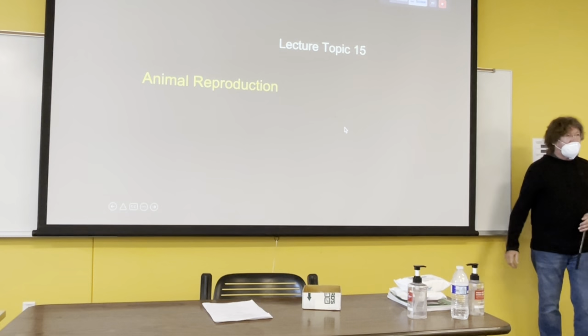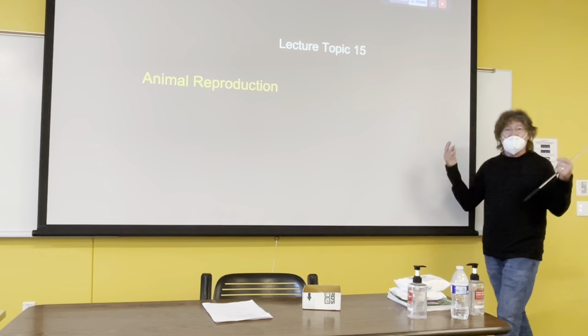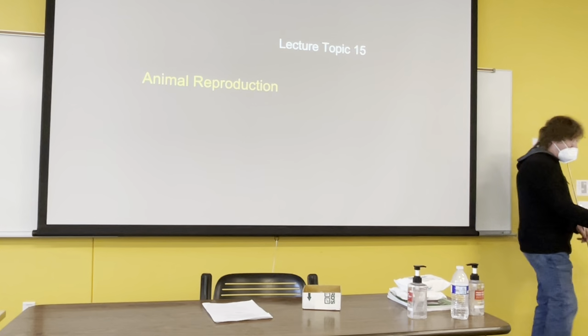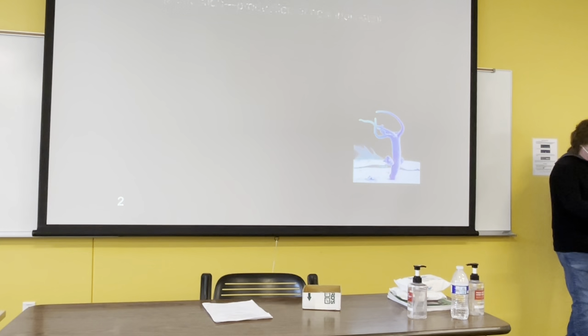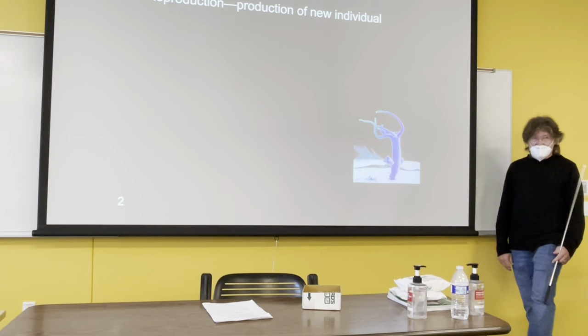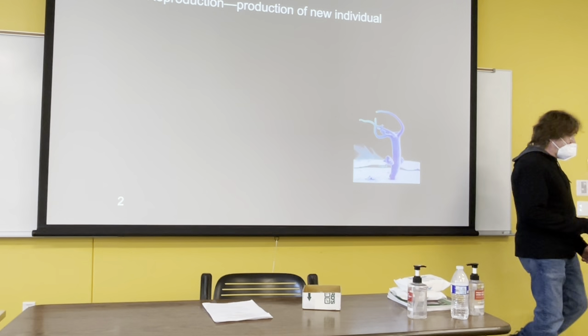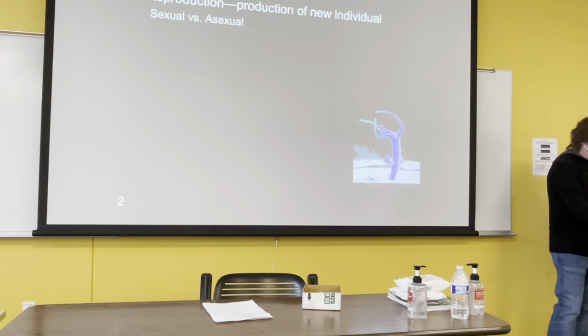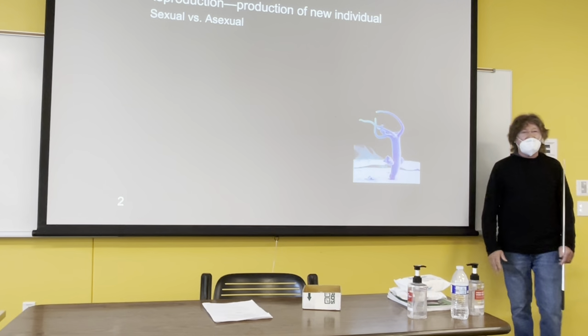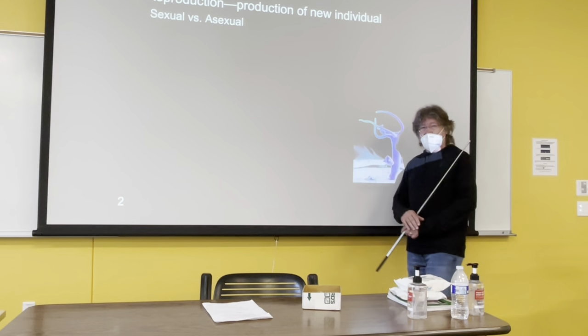One of the characteristics, emergent properties of life, is to be able to reproduce. And so we're going into here, looking at reproduction from only an animal standpoint. Reproduction is the production of a novel new individual. And in animals, it's pretty obvious when we create a new individual.